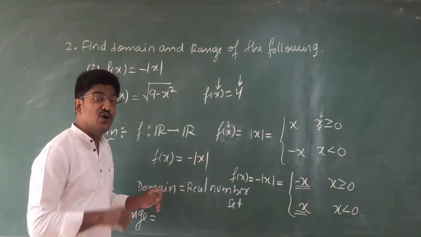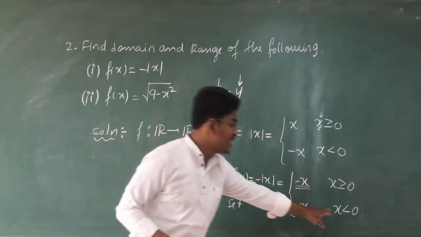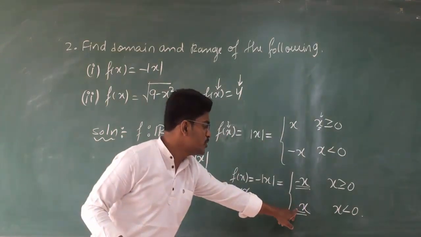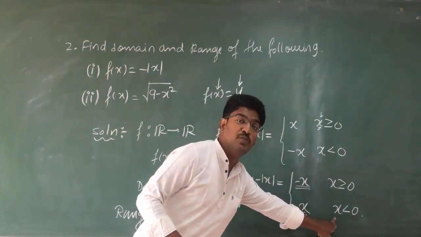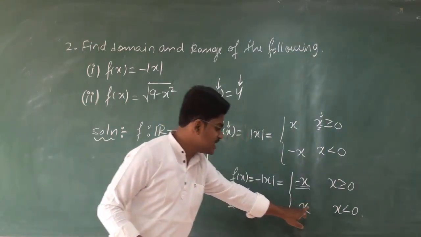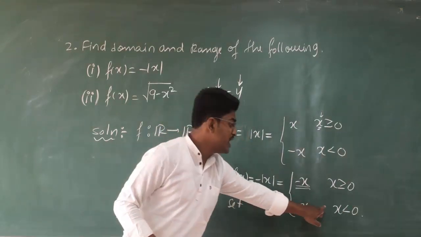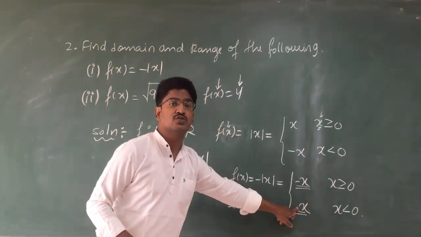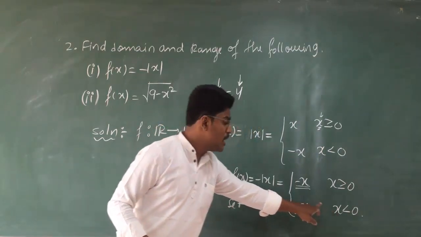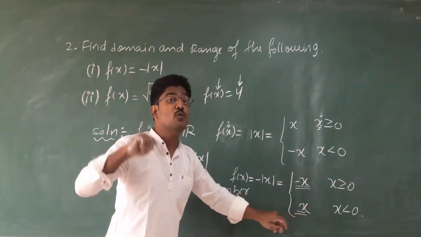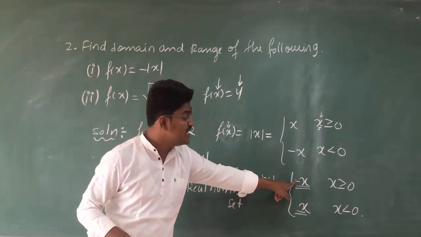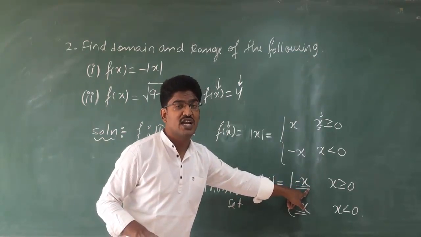Next, if I give a negative number as input, if I give minus 2 as my input, minus 2 is lesser than 0, what is my output? X. So whatever input you give, that output you are going to get. If I give -2, output is -2. If I give -3, output is -3. If I give -4, output is -4. If I give +4, output is minus of that 4. Are you getting my point?